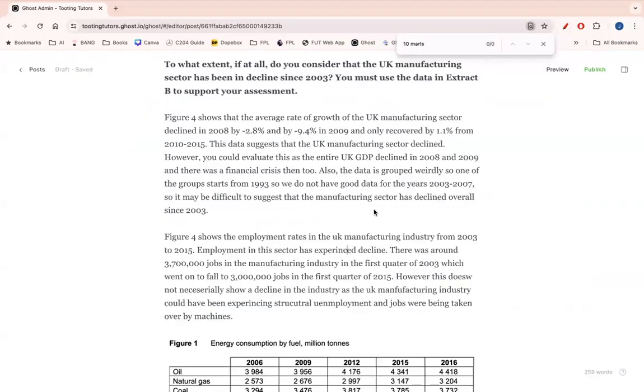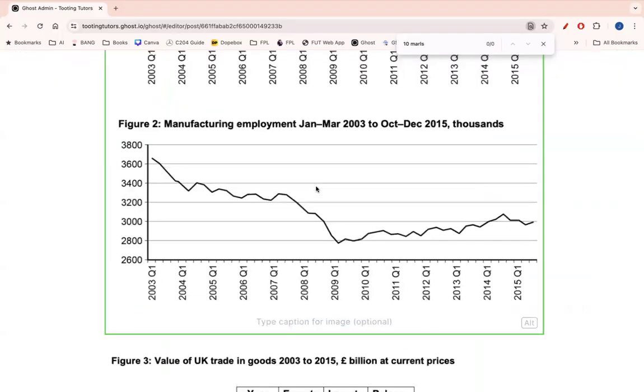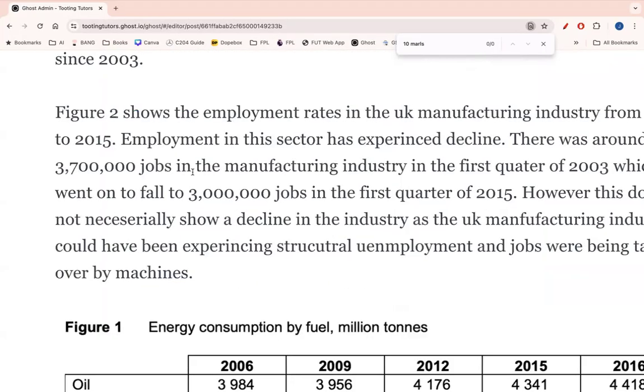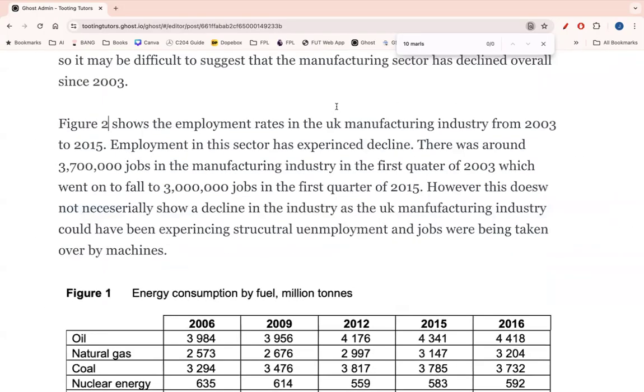So for the next paragraph, we're basically using figure 2 now. There are 4 figures, you pick your favorite 3. So this one shows that the employment has gone down from around 3,650 to around 3,000. But the key also says thousands here. So make sure you don't say 3,650. It's 3,650,000. So 3.65 million.